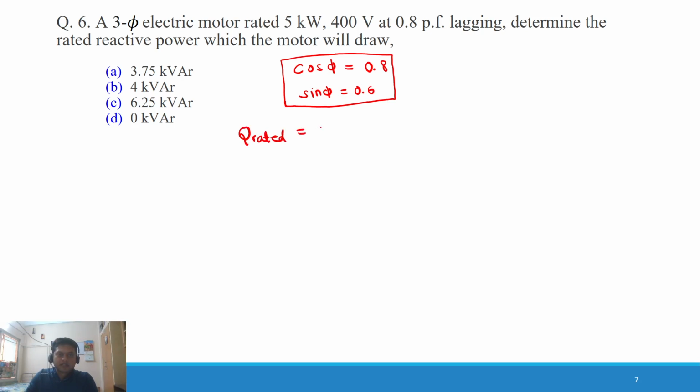So we can write Q rated as S rated into sin phi. So S rated will be what? S rated will be P rated divided by cos phi, into sin phi. P rated is given as 5000 watt, and cos phi, that is power factor, is given as 0.8, and sin phi is 0.6.